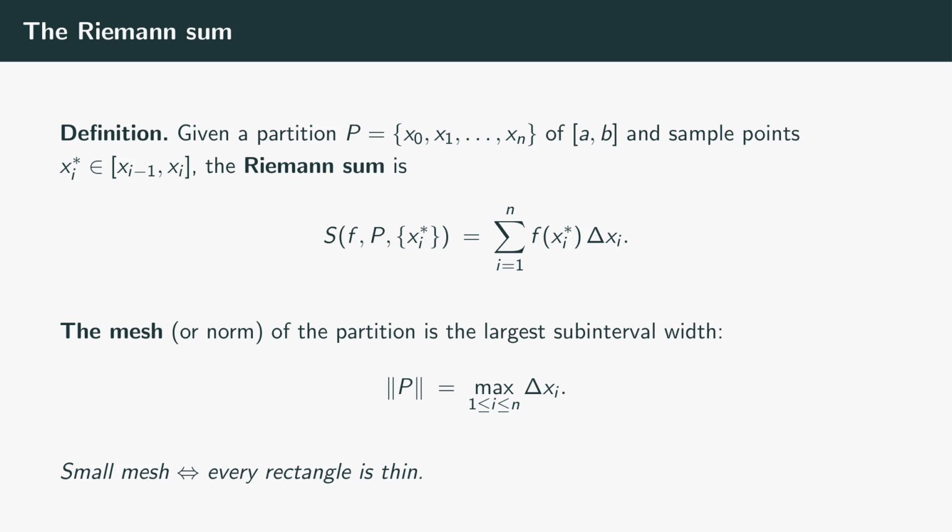You can have a partition with 1,000 pieces, n equals 1,000, where almost all pieces are tiny, but one piece is a full quarter of the interval, and then the mesh is big and the approximation is lousy. The mesh is what controls the approximation, not the number of pieces. For equally spaced partitions, of course, the mesh is just b minus a over n, and shrinking the mesh and growing n are the same move. Most of the time, that's the only case you'll meet.